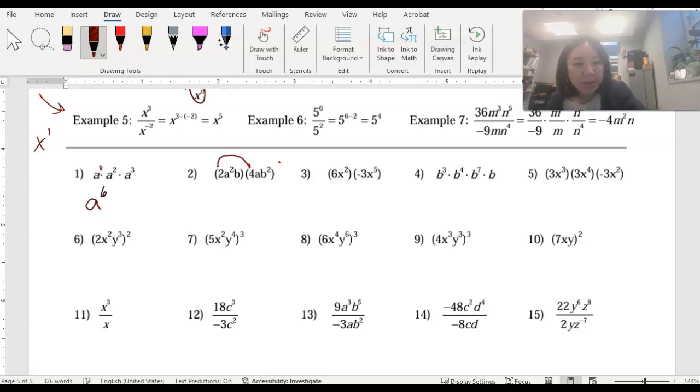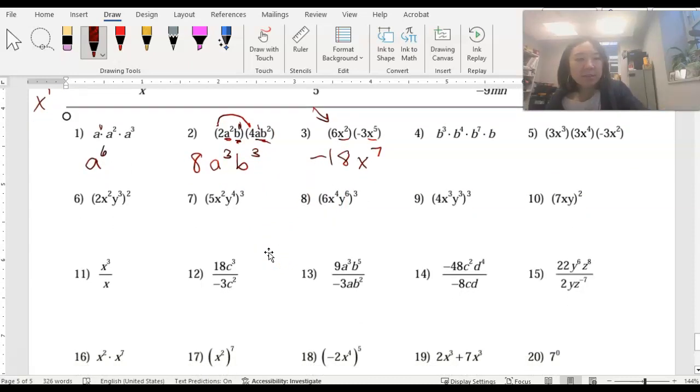Here, I'm going to multiply 2 times 4, which is 8. I'm going to then combine my a's. A to the 2nd power times a to the 1st power is a to the 3rd power, because I'm adding the exponents because the base is the same. Same thing here, b to the 3rd power, because this invisible 1 is here. It is b raised to the first power. All right, continuing on here, 6 times negative 3 is negative 18, and then x has the same base, so x to the 7th power. All right, so you get the idea of that.